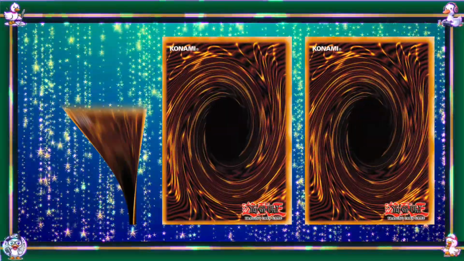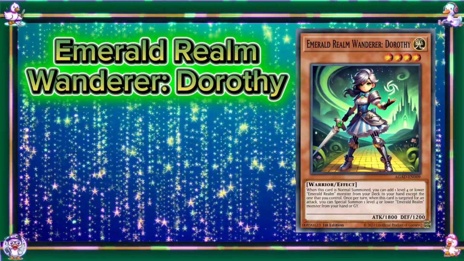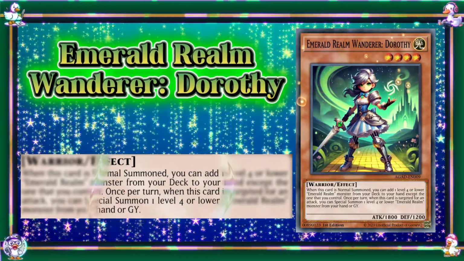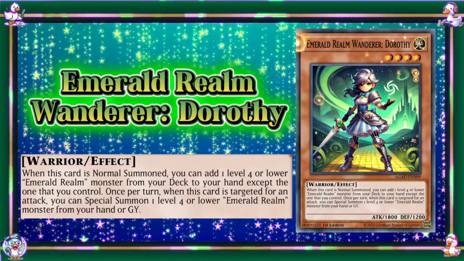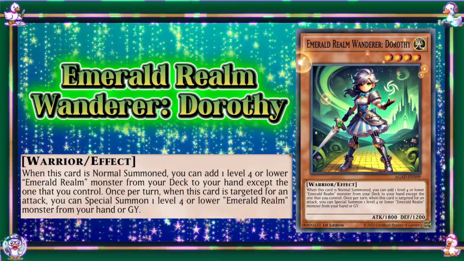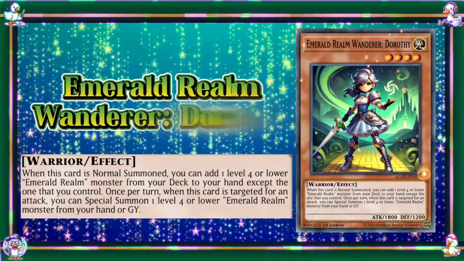Now continuing with the monsters, we have our main monster, Emerald Realm Wanderer, Dorothy. When this card is normal summoned, you can add one level 4 or lower Emerald Realm monster from your deck to your hand, except the one that you control. Once per turn, when this card is targeted for an attack, you can special summon one level 4 or lower Emerald Realm monster from your hand or graveyard.